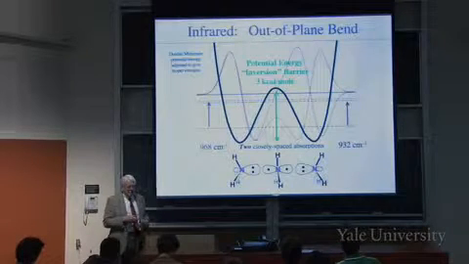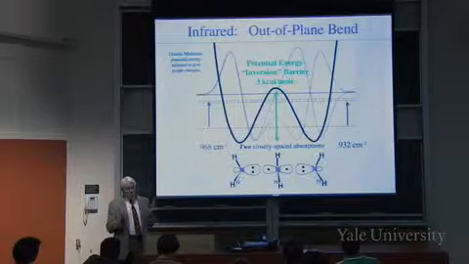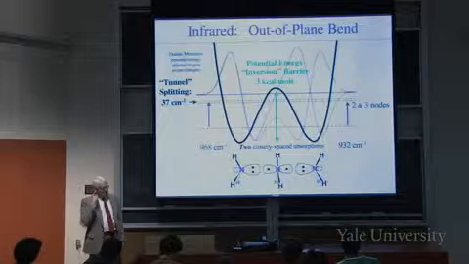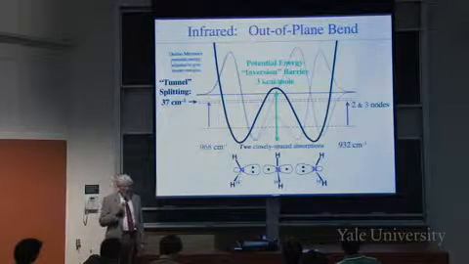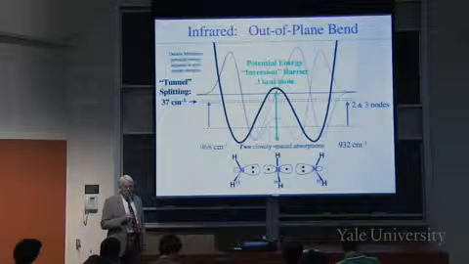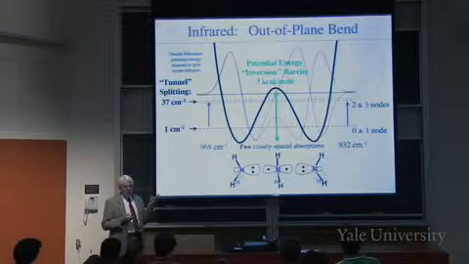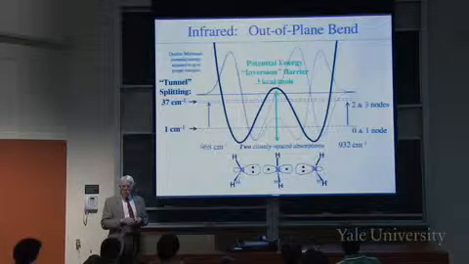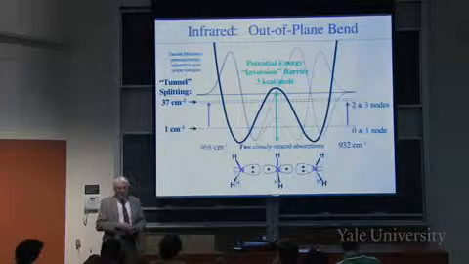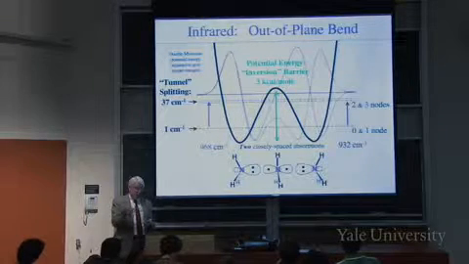It costs 3 kilocalories a mole to make NH3 planar. It prefers to be pyramidal. Okay? And that splitting, that tunnel splitting that we talked about before for those two levels, is 37 wave numbers. Remember, there's also the two that are down at the bottom with 0 and 1 node, and they're separated by only 1 wave number. They're very close to one another.